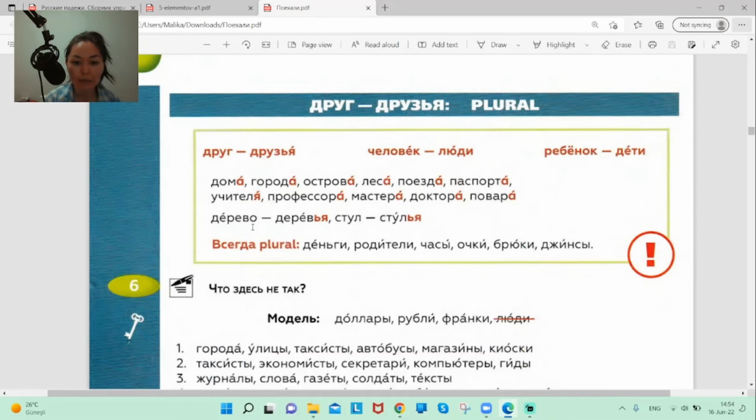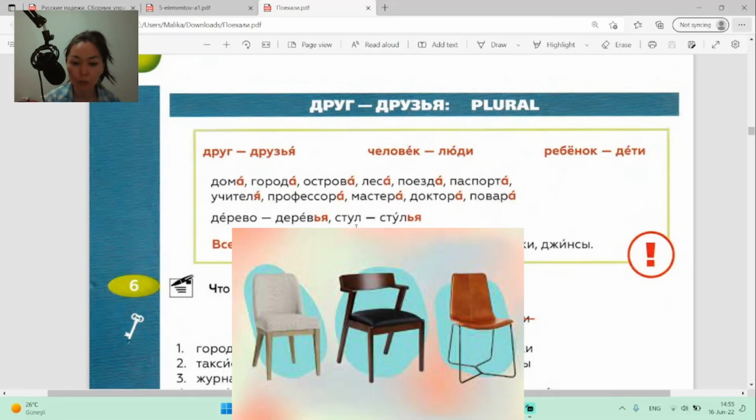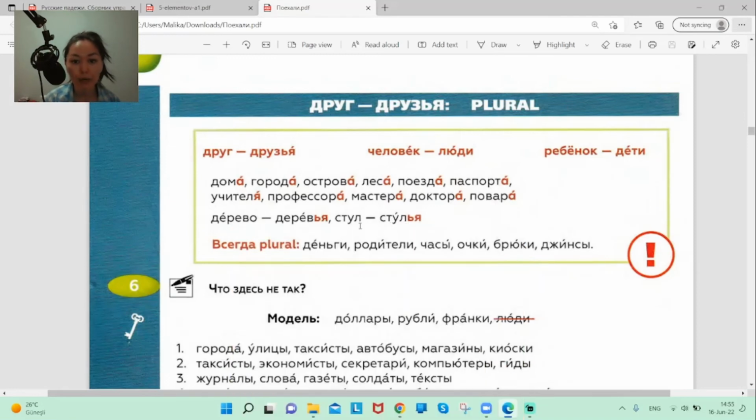Now дерево. Дерево becomes деревья. Tree becomes trees, деревья. Стул, chair, стулья, or брат, братья.